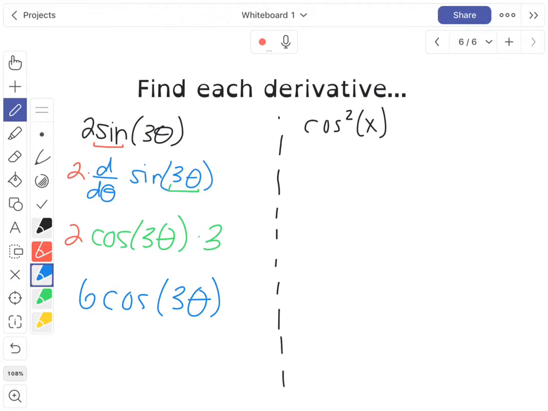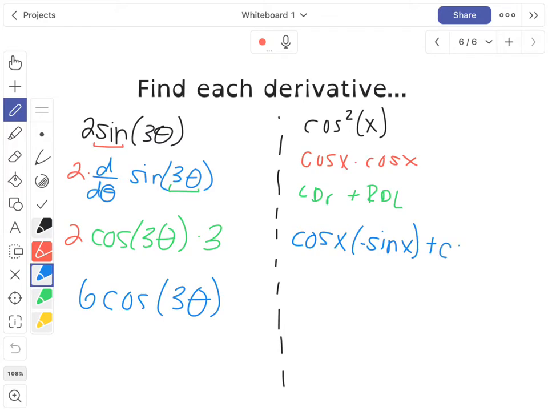The last example just wants us to find the derivative of cosine squared. Here we're going to apply the product rule. Cosine squared is just cosine of x times cosine of x, so we remember our product rule, left d right plus right d left. In this case, the left function is cosine of x. The derivative of the function on the right, the derivative of cosine, is negative sine. And then we add the right-hand function, which again is cosine of x, times the derivative of the left-hand function, which is again the derivative of cosine, negative sine of x.